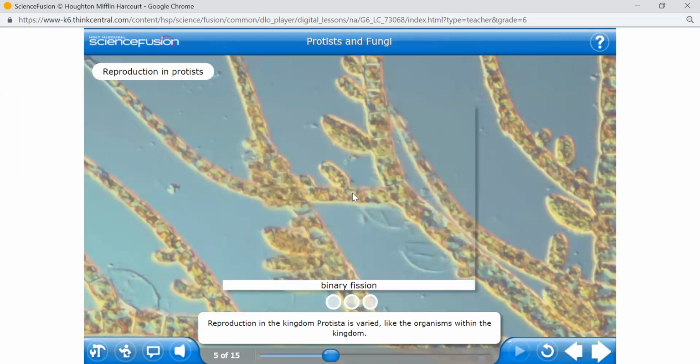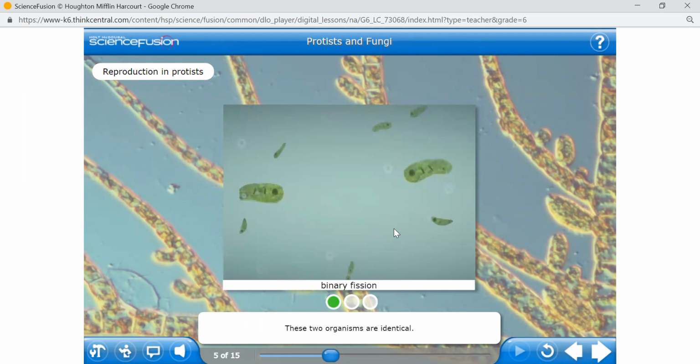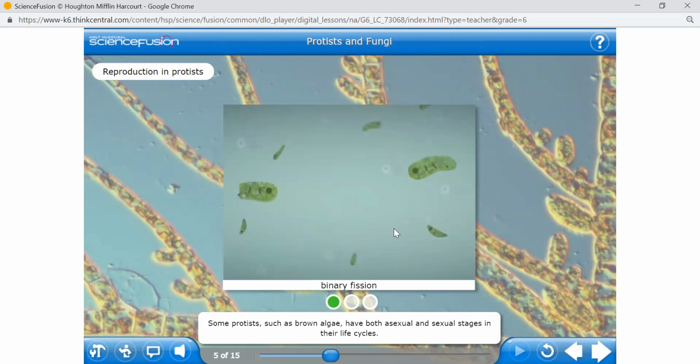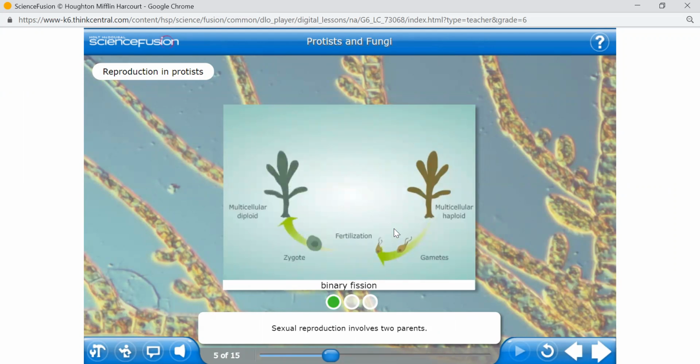Reproduction in the kingdom Protista. During binary fission, the body of an individual protist divides into two parts, producing a pair of offspring. These two organisms are identical. Some protists, such as brown algae, have both asexual and sexual stages in their life cycles. Sexual reproduction involves two parents. Offspring have characteristics of both parents, but they aren't identical to either one.